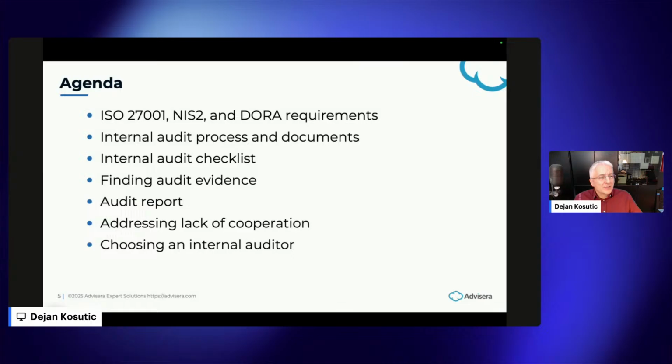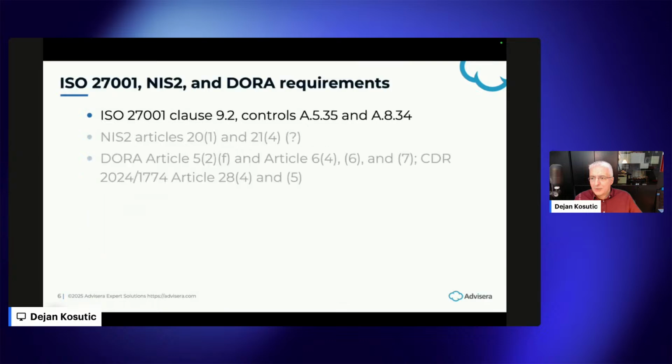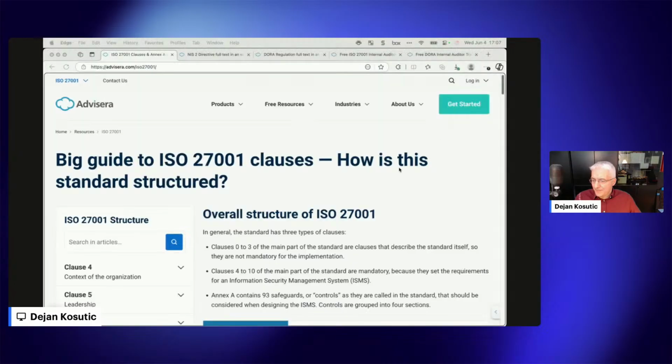Okay, good. So let me go to the first slide from the agenda, and this is what are the requirements in these frameworks. So first of all, ISO 27001 has this clause 9.2 and also controls 5.35 and 8.34. So let me switch the screen and show you how this looks in reality.